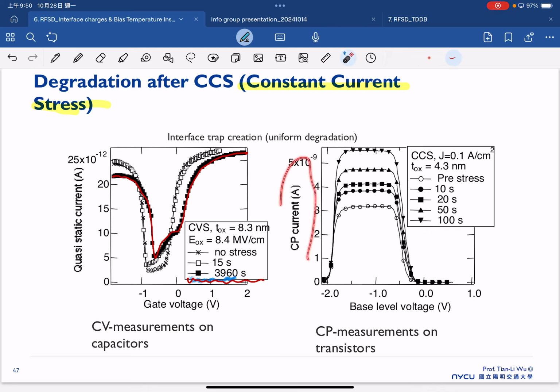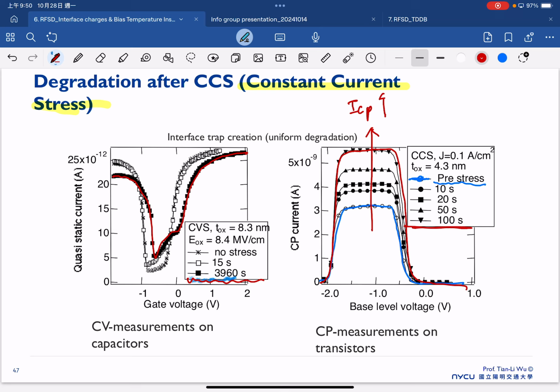So on the right-hand side, this is the charge pumping current versus different voltage here. Now you can see the blue one, this is the pre-stress, so that means this is fresh. And after 100 second stress, we start to see the increase of our charge pumping current become like this. That means the charge pumping current is increased, and we all know the charge pumping current is proportional to our NIT. So this also suggests our interface trap density is increased.